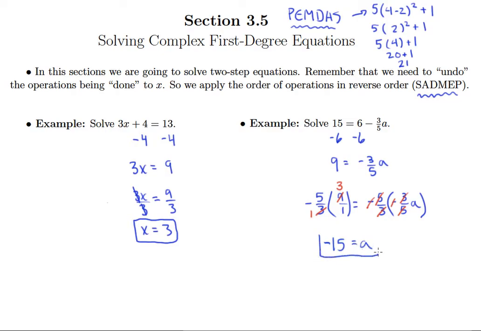And a quick note here, it really doesn't matter whether the variable's on the left or right at the very end. That doesn't matter at all. So you don't need to feel the need to flip it around just to box up your answer.